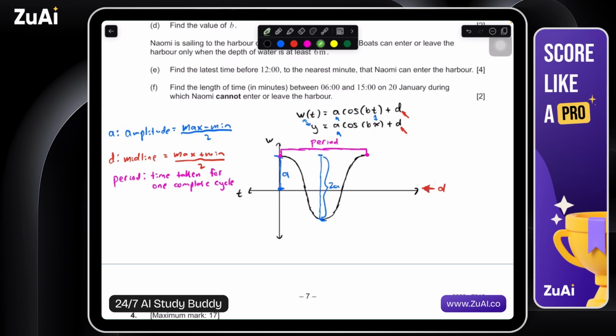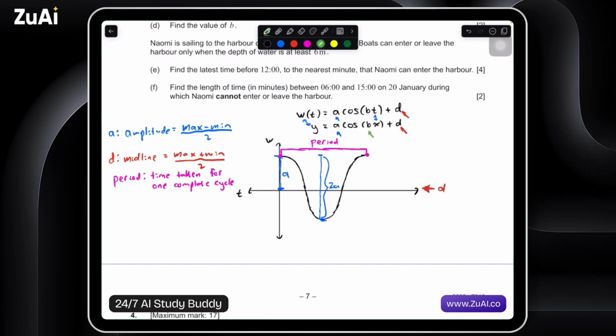This last value, which is probably the most challenging to solve for, this value of b, is called the frequency. And this is probably the more complicated one to solve. Our formula for frequency, or b, is equal to 360 divided by the period, the time taken to complete one cycle.